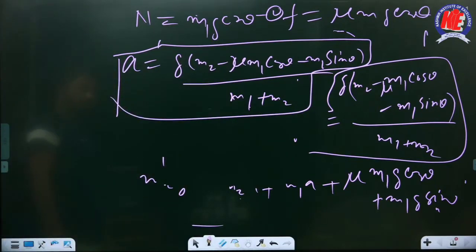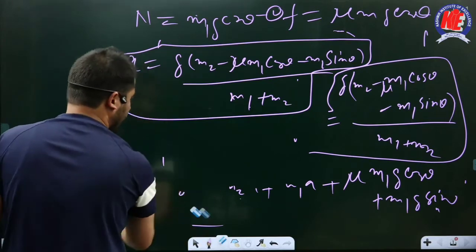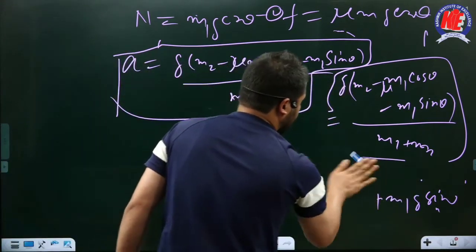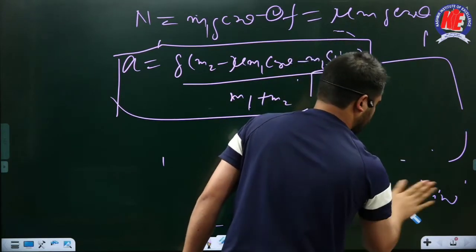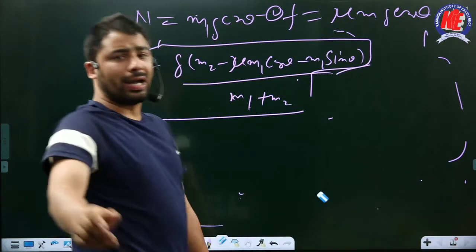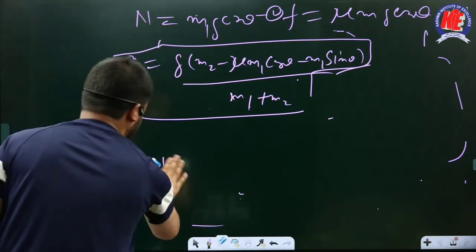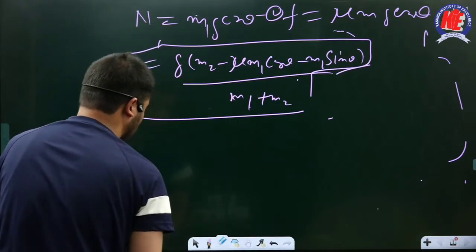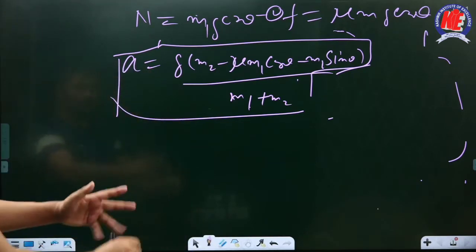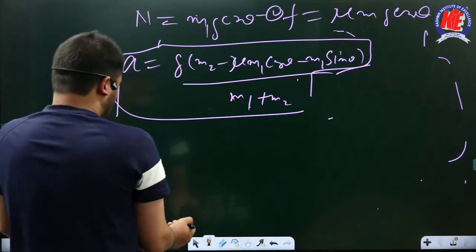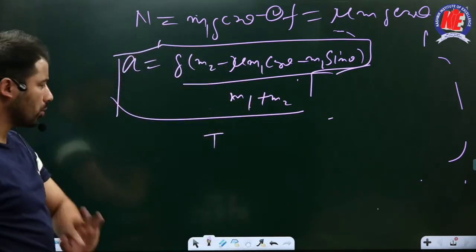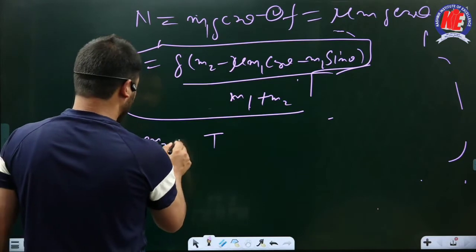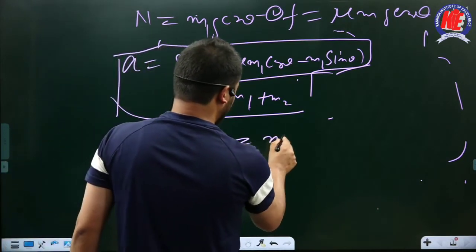Okay, now I need to calculate the fourth unknown. What will be the value of the fourth unknown? Yes, to calculate the fourth unknown, I just need to make use of the equations once more. I will use the fourth equation here once more. What was that? That was m2g minus t2, it was simply m2a.